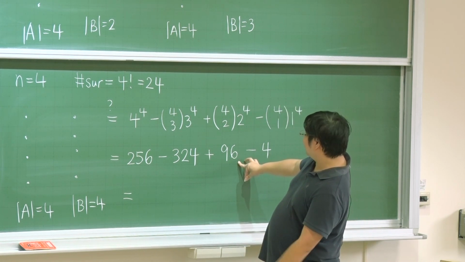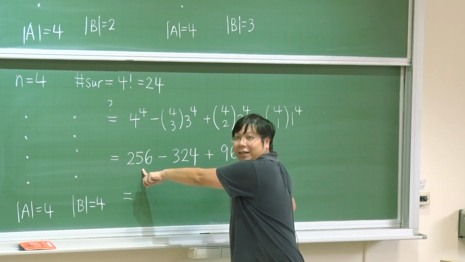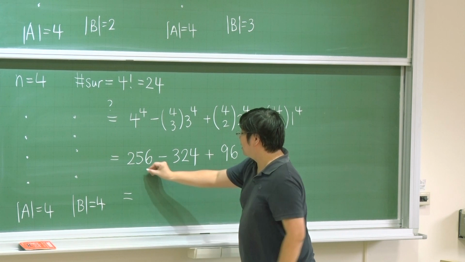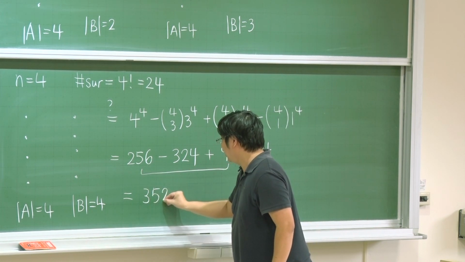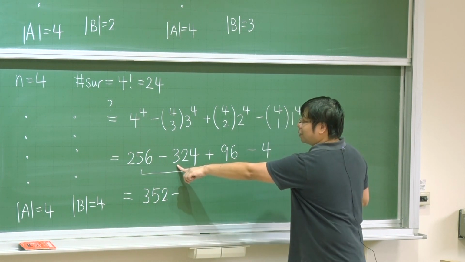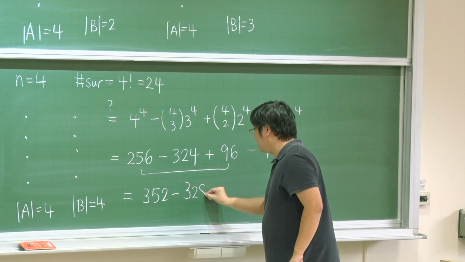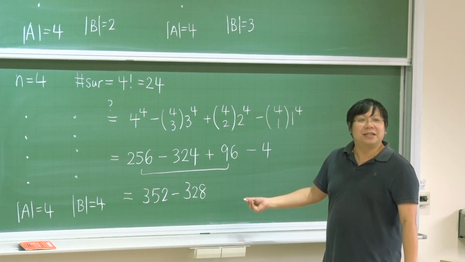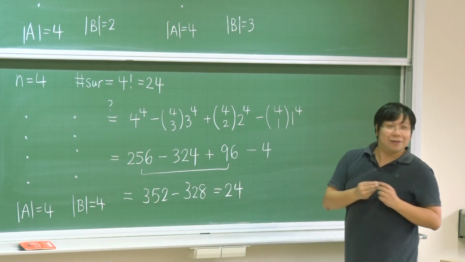So what should we add this to? It is 352. Am I correct? If I add these two, is it? These two, if I add it, so it is 352, and then we minus 324 and 4. We minus 328. Oh, bingo. Okay. So this is what we want. It is exactly 24.